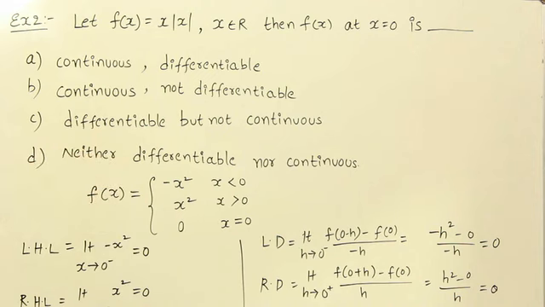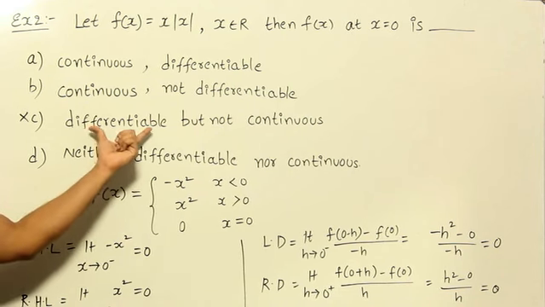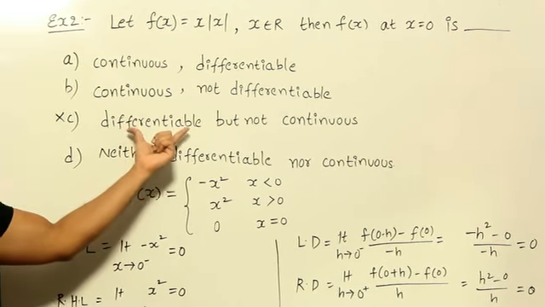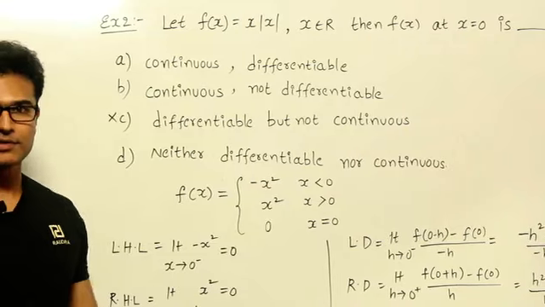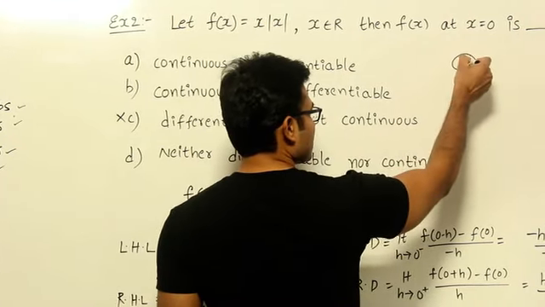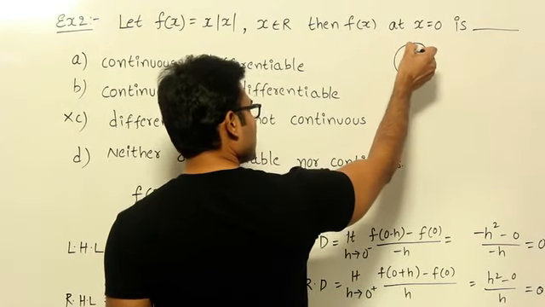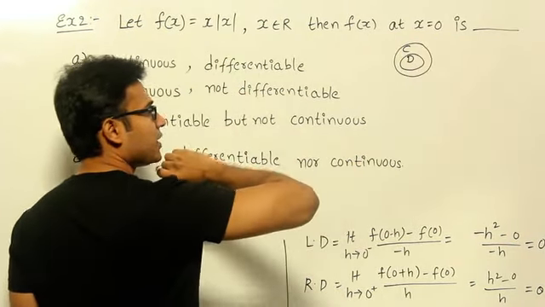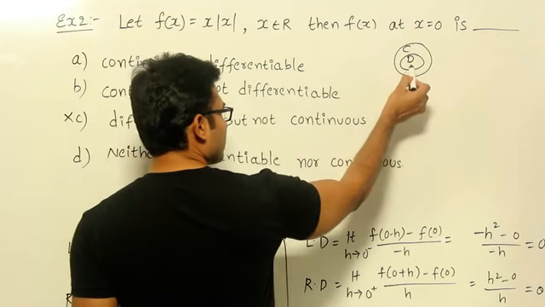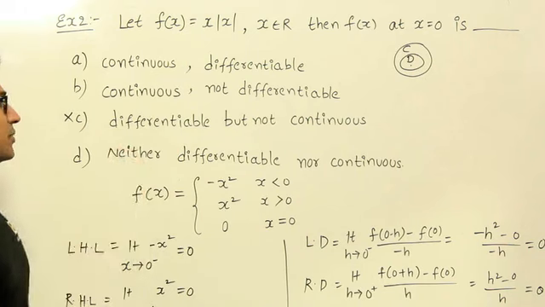See, directly by looking at it, you can eliminate option C, isn't it? Why? There cannot be any function which is differentiable but not continuous, isn't it? So you can use this diagram. Now if this is the set of all functions which are differentiable, and if this is the set of all continuous functions, there cannot be any function which is differentiable which is not continuous, right? Therefore you can directly eliminate it.